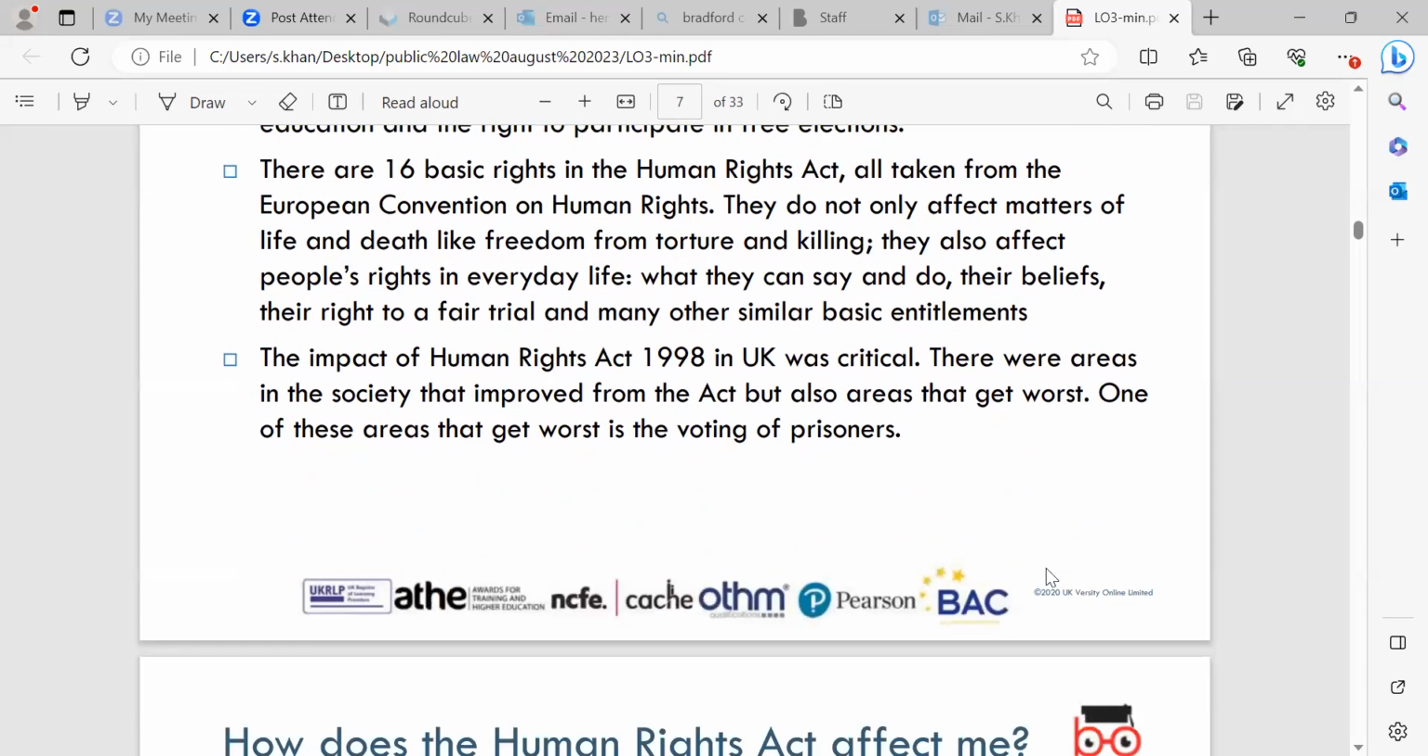The impact of the Human Rights Act 1998 in the UK was critical. There were areas in society that improved from the Act, but also areas that got worse. One of these areas that got worse is the voting of prisoners.